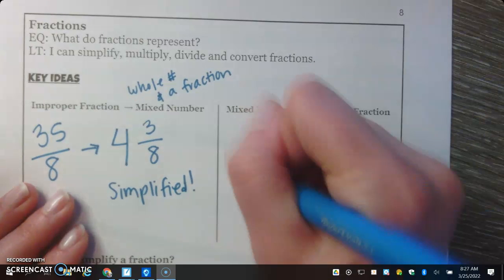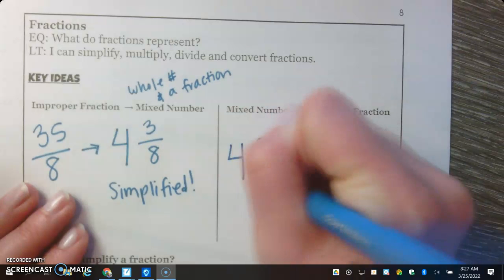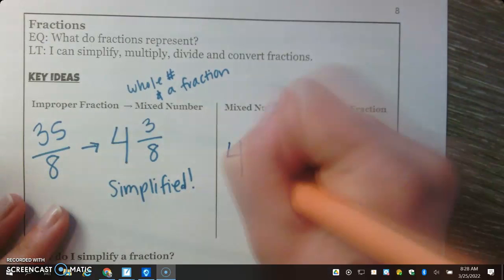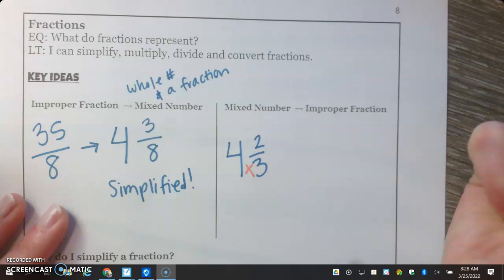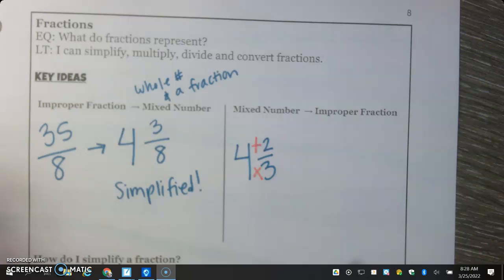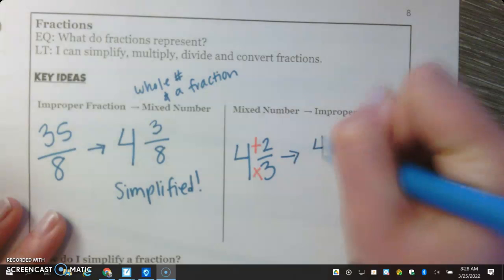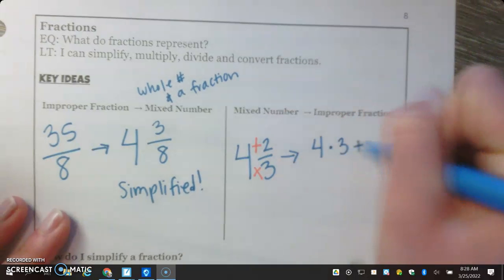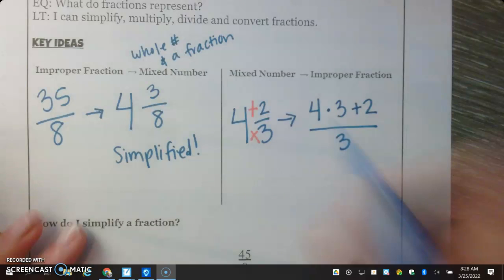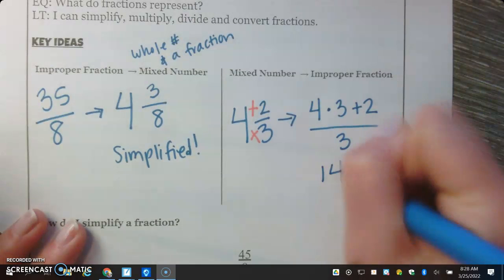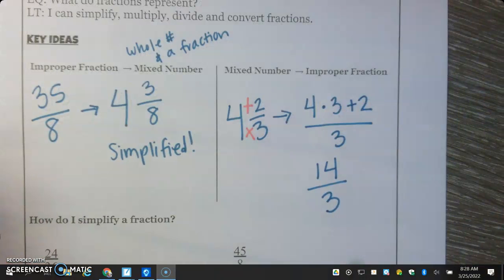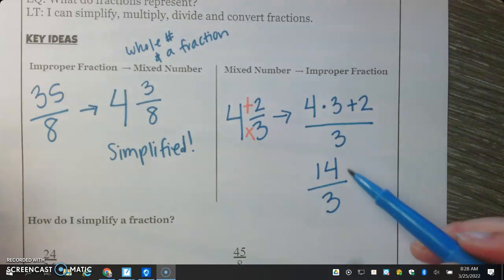Well, what if I did 4 2/3 as my mixed number? To make that into an improper fraction, remember you need to multiply the denominator by the whole number, and then add that extra bit of the fraction. So what I'm going to do is 4 times 3 plus 2 over that 3. If I simplify that, 4 times 3 is 12. 12 plus 2 more, 14 thirds. That's how you change a mixed number into an improper fraction. And it's improper because that top number is bigger than the bottom.